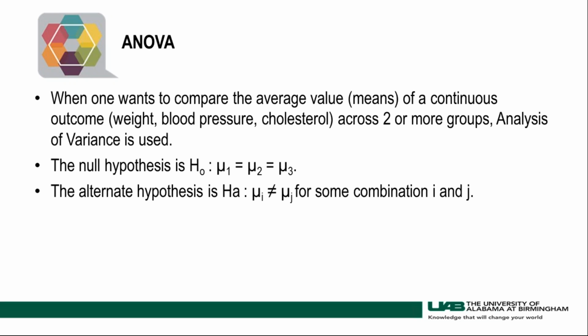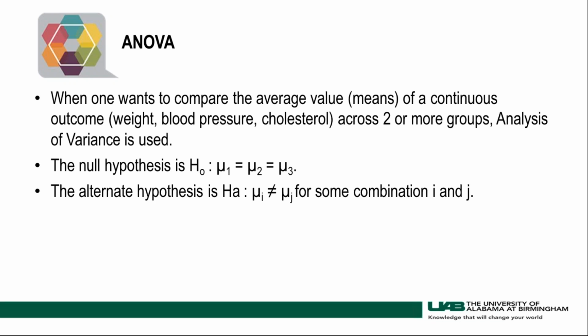Sometimes, as I told you earlier, it matters if you tell me the number. I need to know the type of outcome and the number of groups, because if you get above 2 groups, I've got to switch methods. Say I want to compare 3 groups, and the outcome is continuous, still weight, blood pressure, cholesterol. Then I've got to go to a method called analysis of variance.